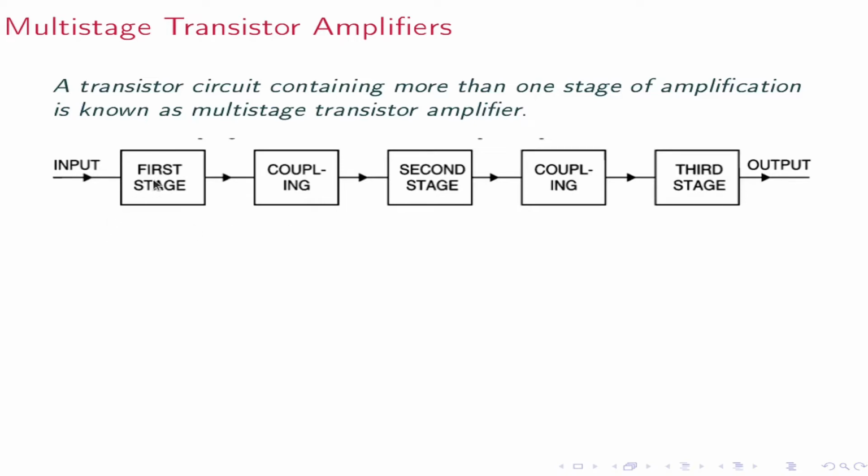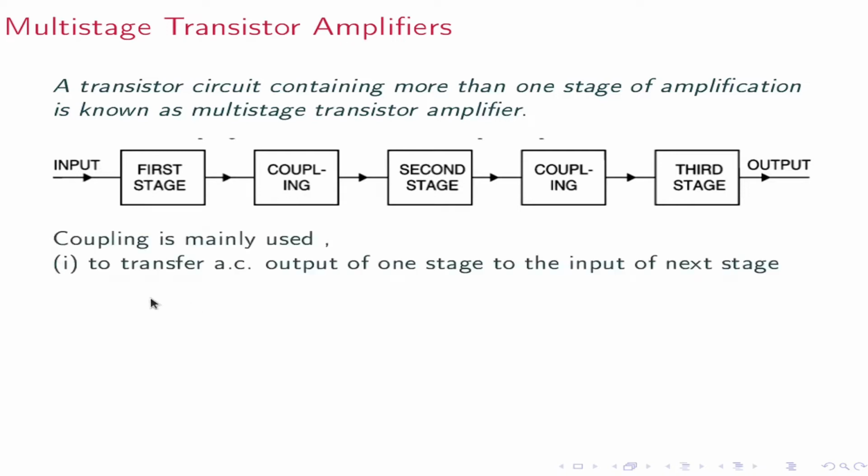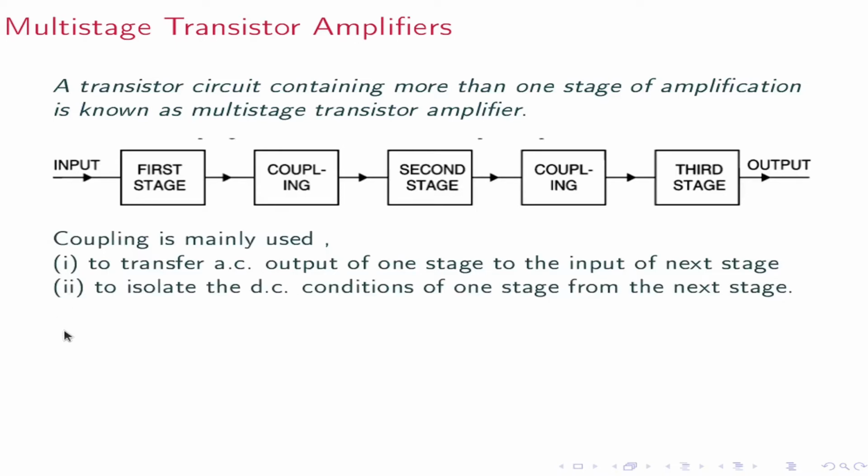In a multi-stage amplifier, there are different stages. The different stages are coupled by some coupling. A coupling is mainly used to transfer the AC output of one stage to the input of the next stage, and to isolate the DC condition of one stage from the next stage.